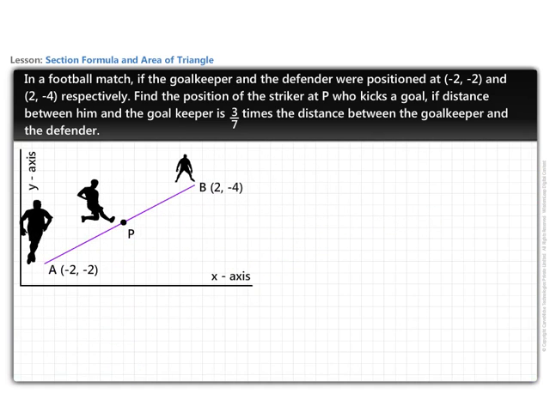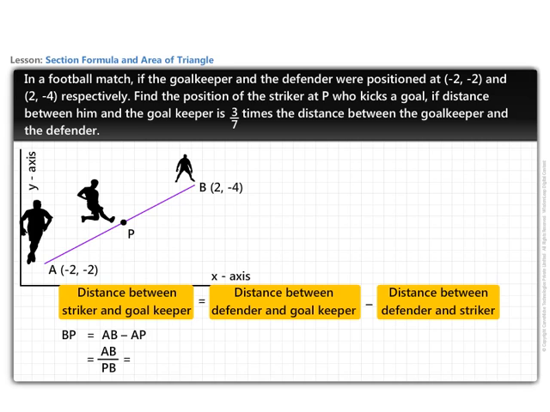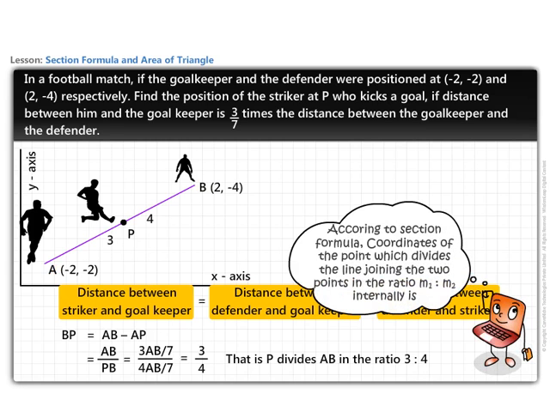Let us represent the positions of the goalkeeper and defender in the coordinate system at points (-2, -2) and (2, -4), represented at A and B. From the coordinate system, we observe that the distance between the striker and defender is equal to the difference between the distance between the defender and the goalkeeper and the distance between the goalkeeper and the striker. That is, BP is equal to AB minus AP. So, AP by PB is equal to 3AB by 7 divided by 4AB by 7, which is equal to 3 by 4. That is, P divides AB in the ratio 3:4.